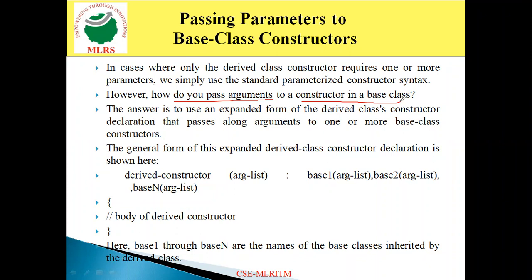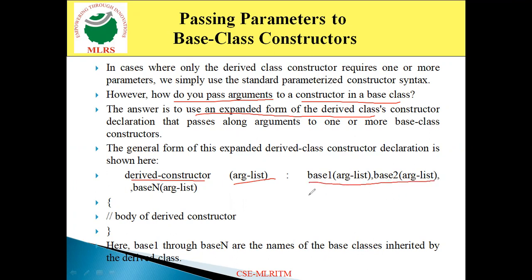To provide the solution for passing parameters to base class constructors, we use the expanded form of the derived class constructor. That expanded form is like this. First of all, we have to specify the derived constructor. In the derived class itself, we define the derived constructor. In the derived constructor, we specify the argument list if necessary, and then a colon. After that, we specify the base class constructors.